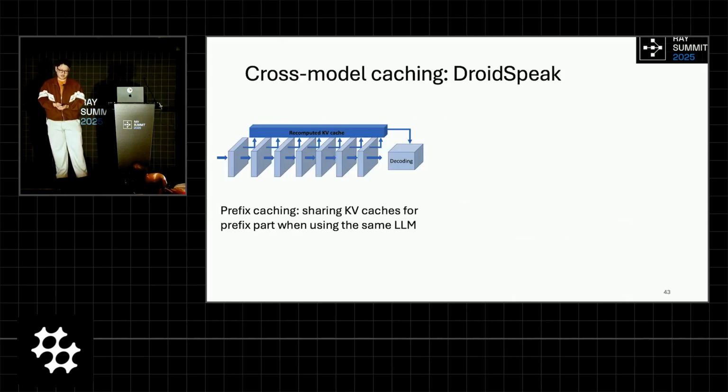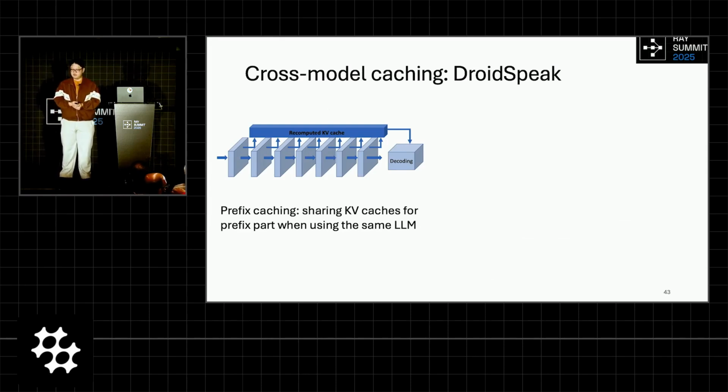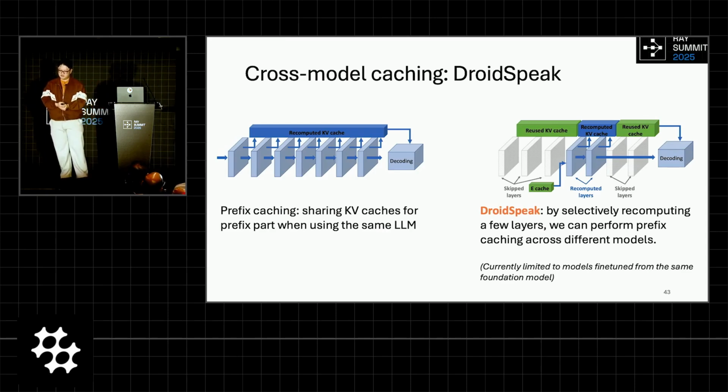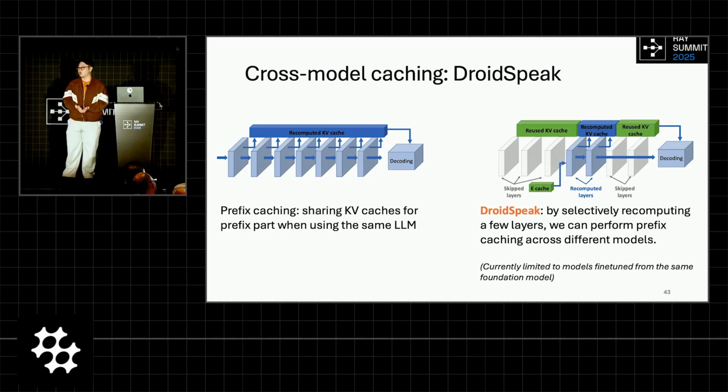The second technique is called DroidSpeak, which is reusing KV caches across models. So basically, in traditional prefix caching, it is directly reusing all the KV caches. But we found that by selectively recomputing a few layers, we can perform prefix caching across different models. Here, we only started to explore models fine-tuned from the same model, but it's already a pretty popular use case these days. And we are further working to try to reuse the KV caches between models with different architectures, but there's still a lot of future work. But at least it's possible.